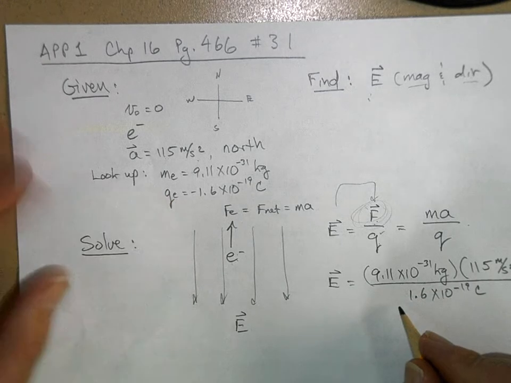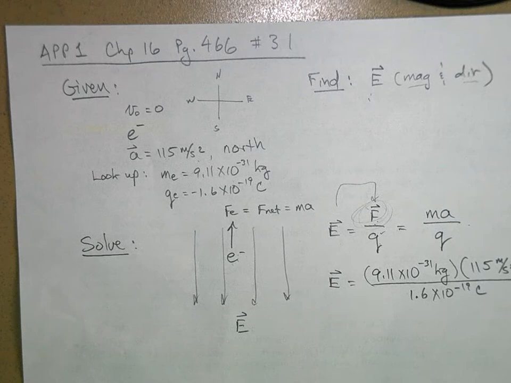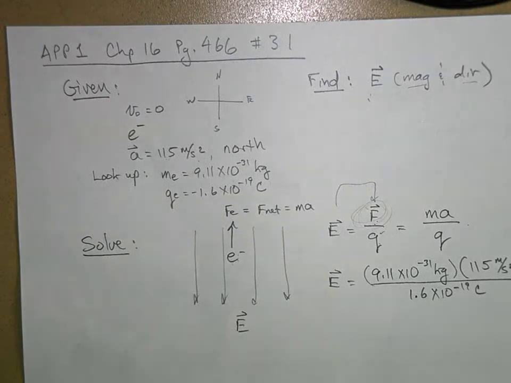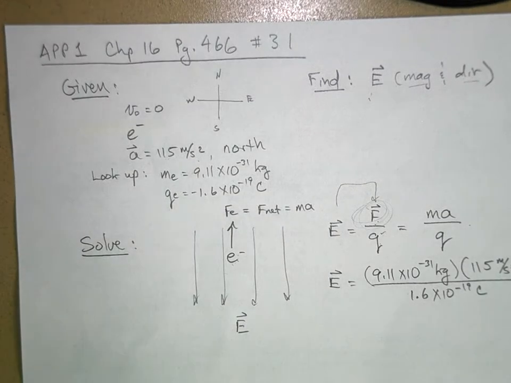Now it is negative, but we've already accounted for the fact that it's a negative charge because we say that the field is pointed south, even though the electron is accelerating north. So you don't need to put the negative in. You've already accounted for it by stating that the electric field is pointed south.